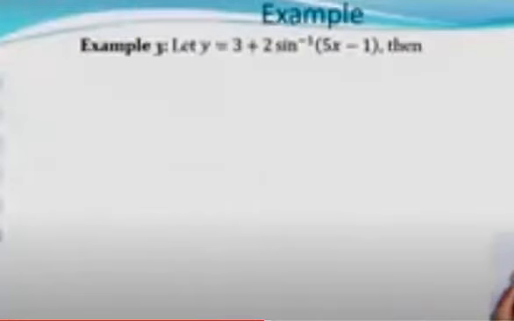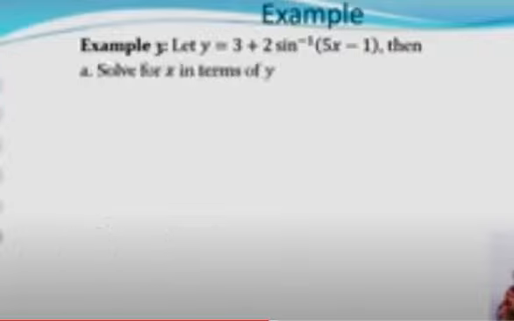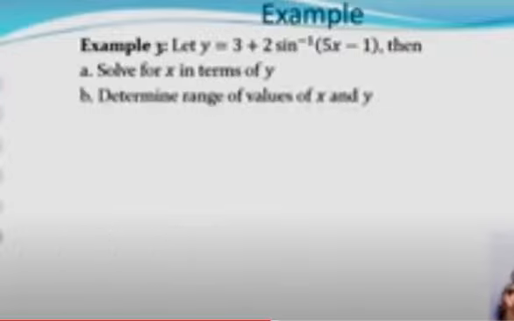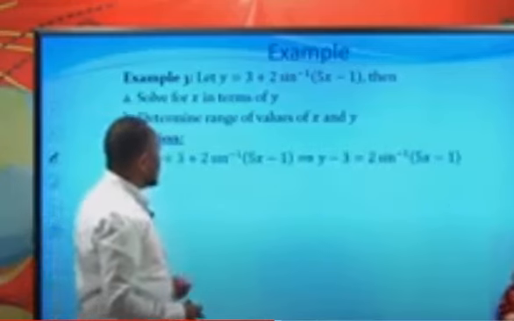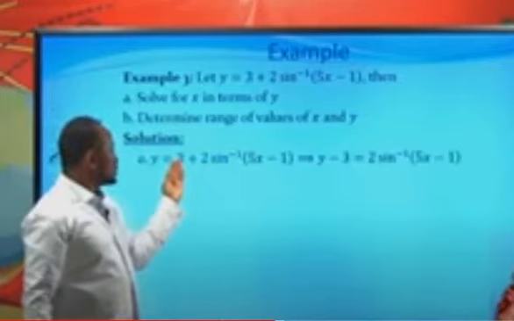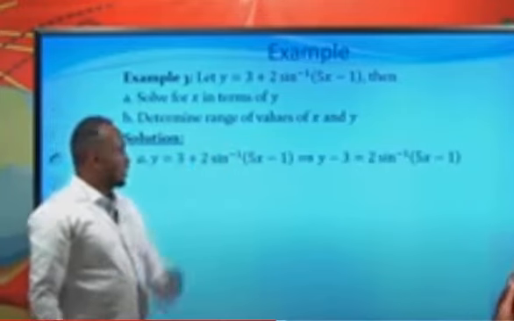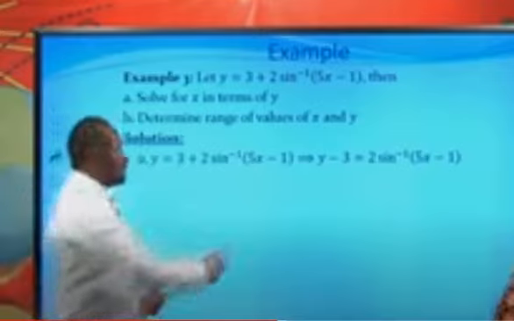Another example: here y is given to be 3 plus 2 sine inverse of 5x minus 1. Then you are asked to solve for x in terms of y, and also to determine the range of values of x and y. So let's see the solution together. We have y equal to 3 plus 2 sine inverse of 5x minus 1, and we need to solve for x.